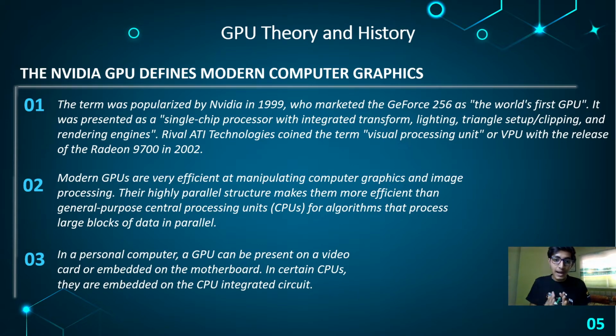Their highly parallel structure makes them more efficient than general purpose central processing units (CPUs) for algorithms that process large blocks of data in parallel. In a personal computer, a GPU can be present on a video card or embedded on the motherboard. In certain CPUs, they are embedded on the CPU itself. Let's move forward.